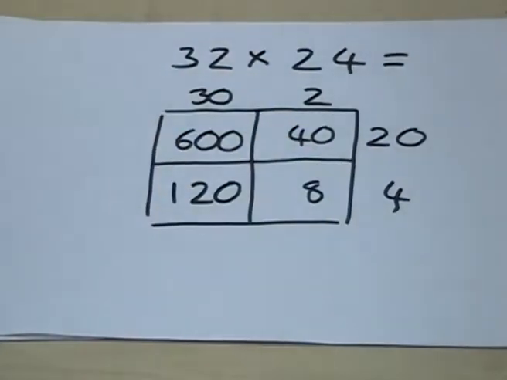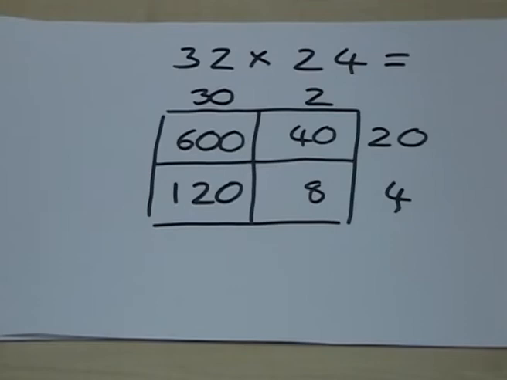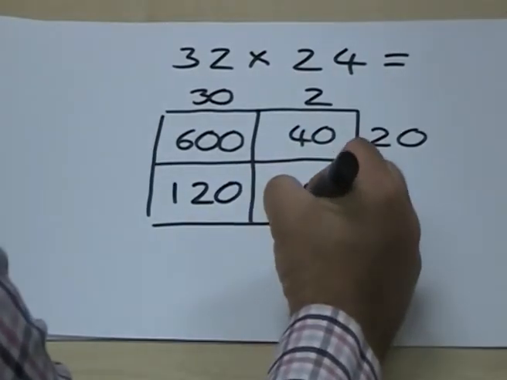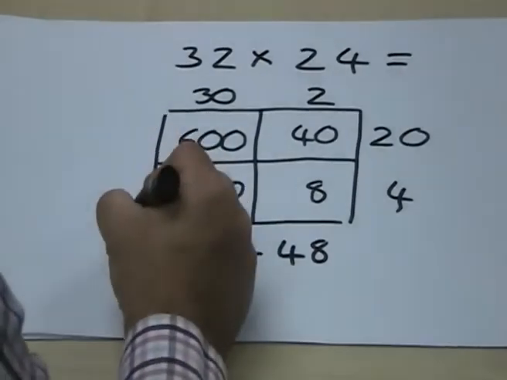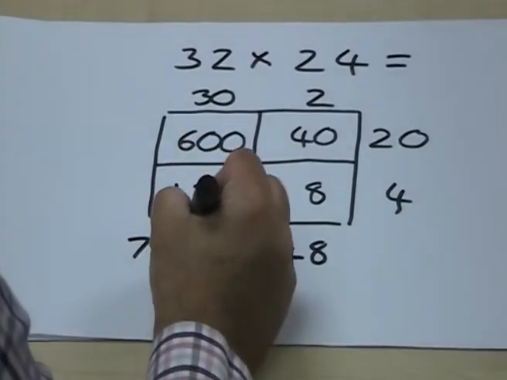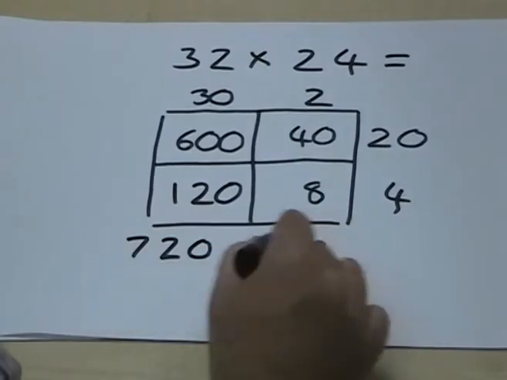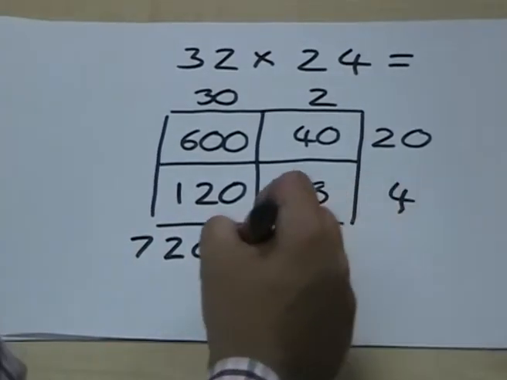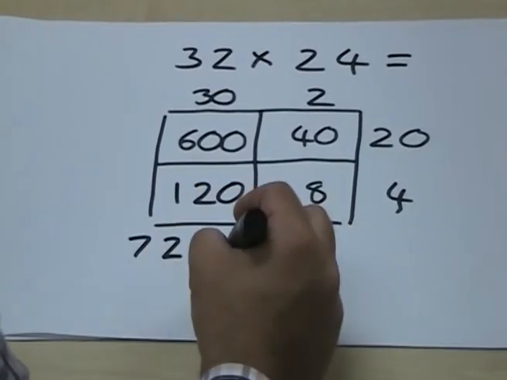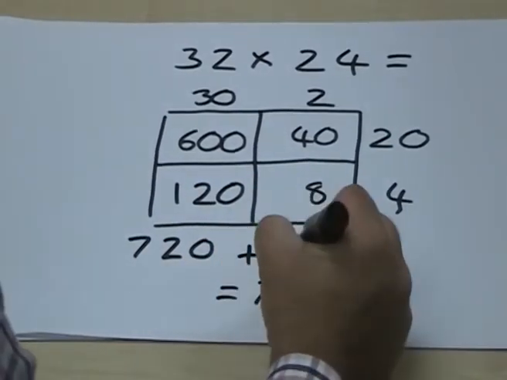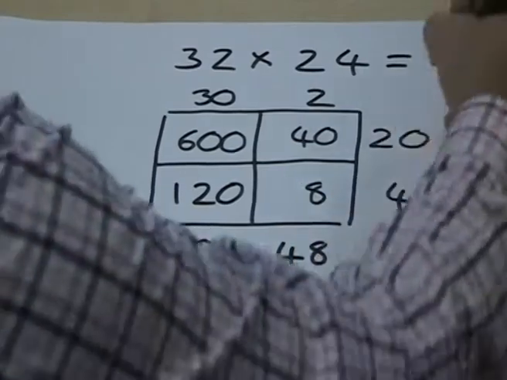Then add up the columns. So 40 and 8 gives us 48. And 600 and 120 gives us 720. Then add up the final sum, which is 720 plus 48, which gives us 768.